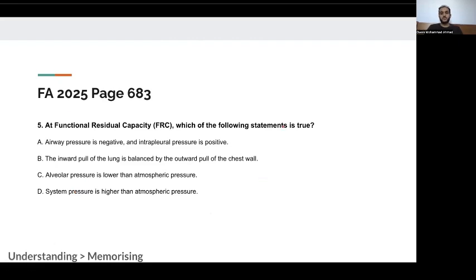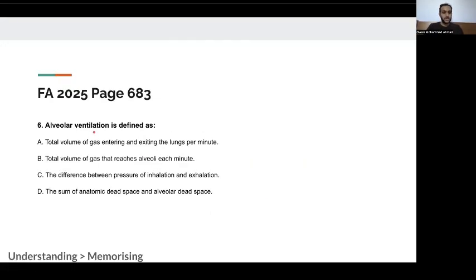At functional residual capacity, which of the following statements is true? The airway pressure is negative, interpleural pressure is positive. No, interpleural pressure is always negative, so this is wrong. Airway pressure is lower than atmospheric. That's incorrect. Sorry, the inward pull of the lung is balanced by the outward pull of the chest wall. That is correct. B is the correct answer, and these are all wrong over here. Alveolar ventilation is defined as total volume entering and exiting. No, that's tidal volume. Only the volume of gas that enters the alveoli. That's the correct answer.